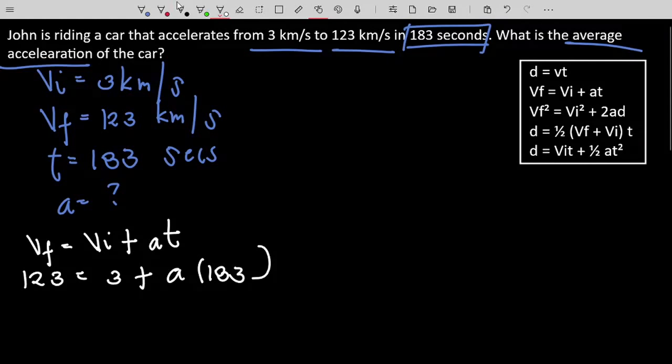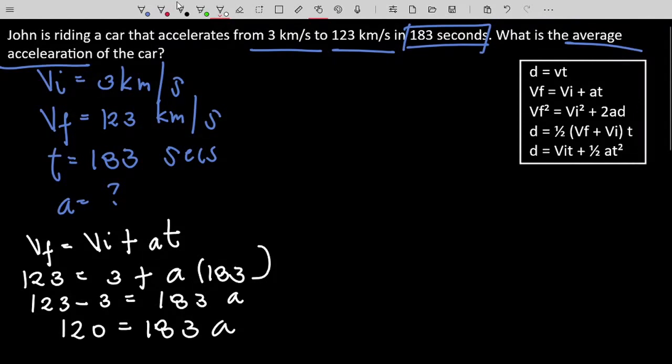Now we should know that we're going to transpose this 3 right here. So 123 minus 3 is equal to 183a. Now, of course, we are going to subtract this one. 120 is equal to 183a.